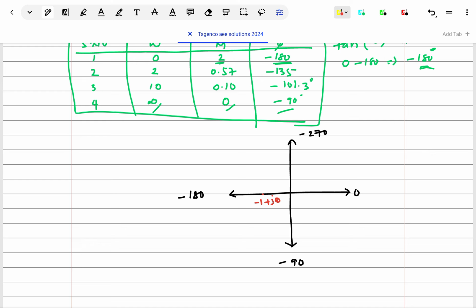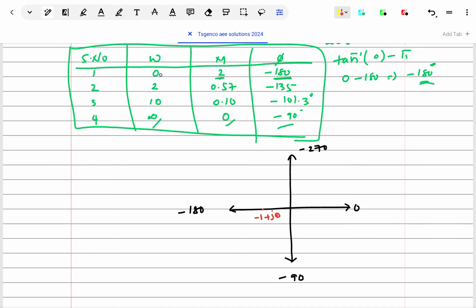Now with respect to omega, when it is 0, the value is minus 180. I'll take some other color of pen here. This is the value of 2 here. So when omega equals 0, the magnitude is 2 and the phase angle is minus 180. Similarly, the last one: when omega equals infinity, the magnitude is 0 and the angle here is minus 90 degrees.